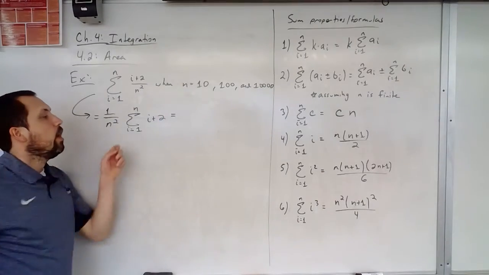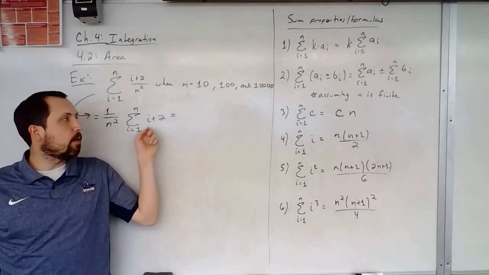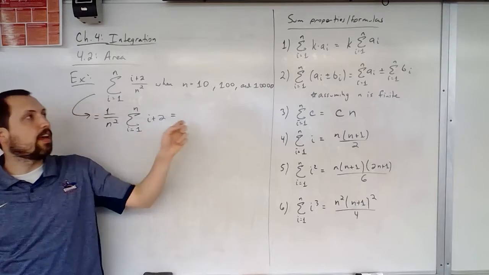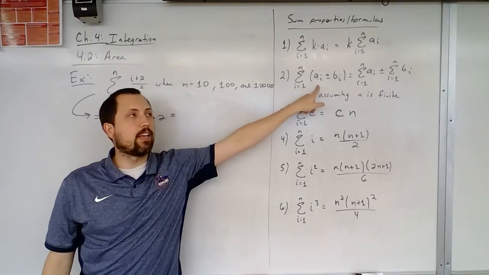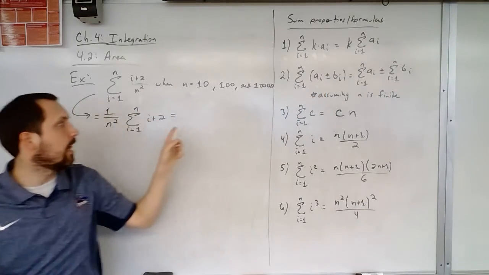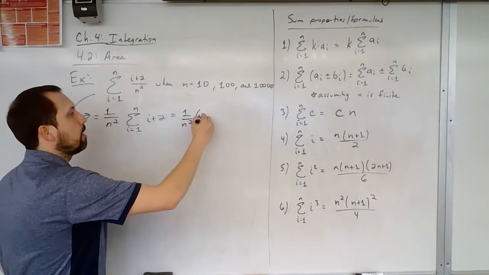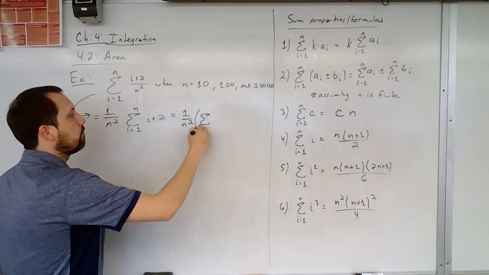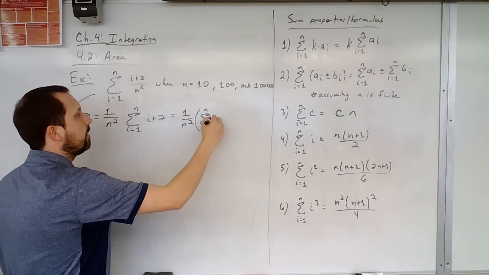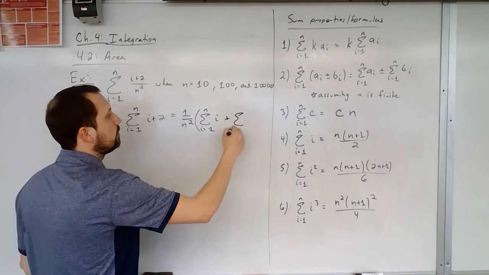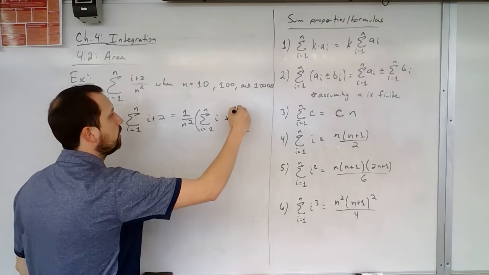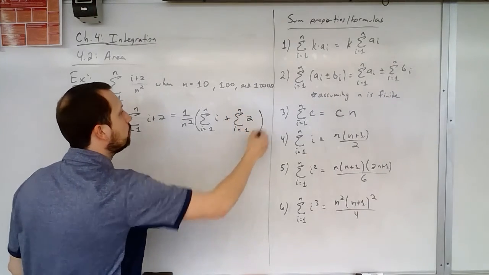Now, when I have the sum of two things, I could use this rule here that says that if I'm adding these two things, I could now separate that. So I have 1 over n squared, and I'm going to be adding the sum from i equals 1 to n of i plus the sum from i equals 1 to n of 2.